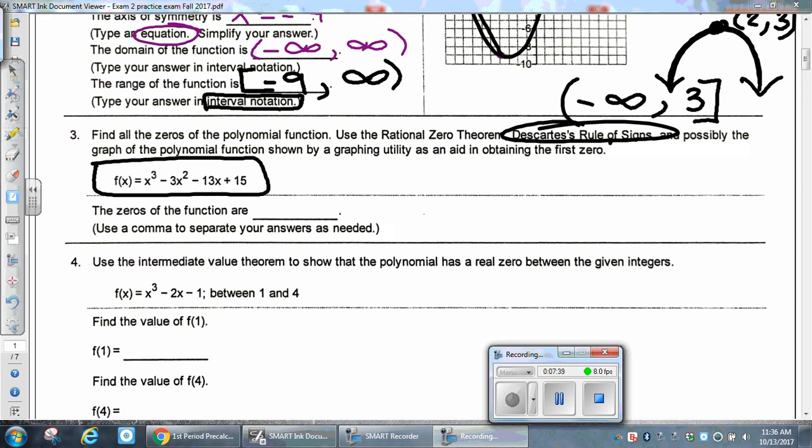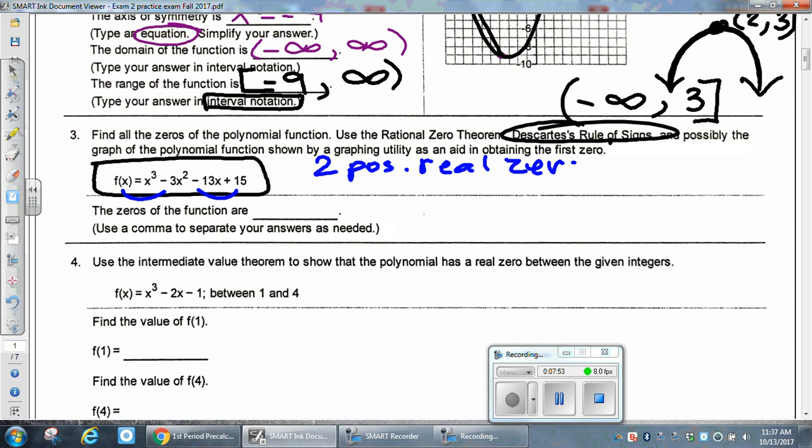If I use Descartes' rule of signs here, I have to count the number of sign changes. So that will be 1, and then 2. So I could have 2 positive real zeros, or 0, which means none, because you subtract 2. But you will not have to watch the video.